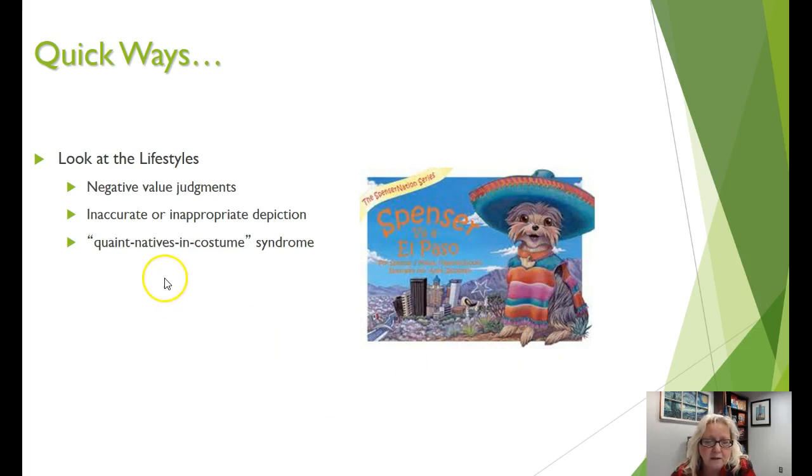And also quaint natives in costume, which is kind of my stereotypical example, that it's what you might expect to see if you visit El Paso, is the serape and sombrero, which is certainly not a complex rendering of what that culture might be like.